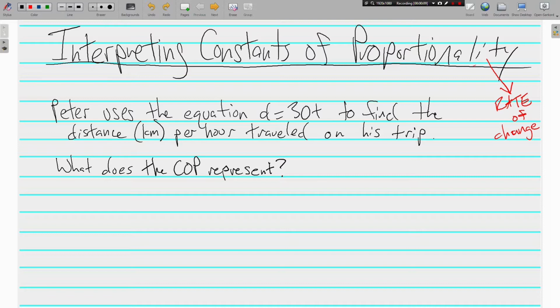Today we are interpreting constants of proportionality. Several lessons ago, we talked about how the constant of proportionality is what you multiply x by to get y, and how the constant of proportionality is also a rate of change.